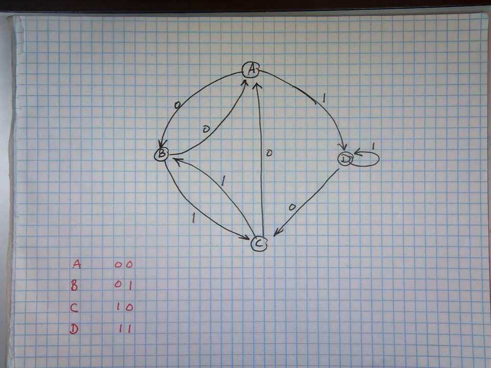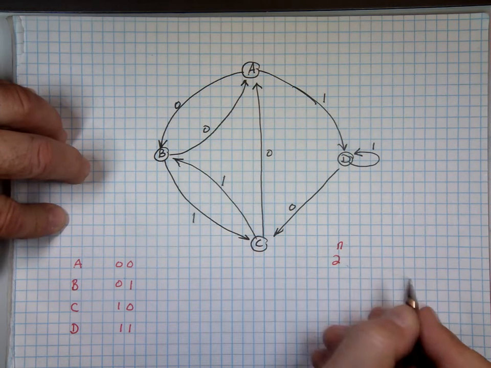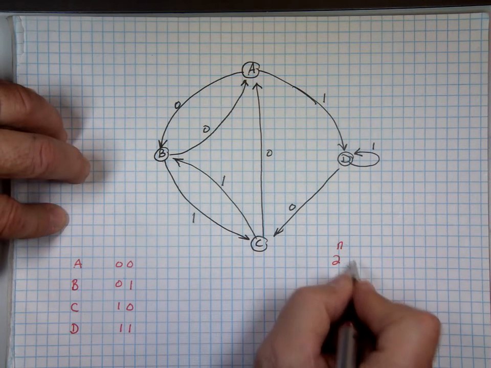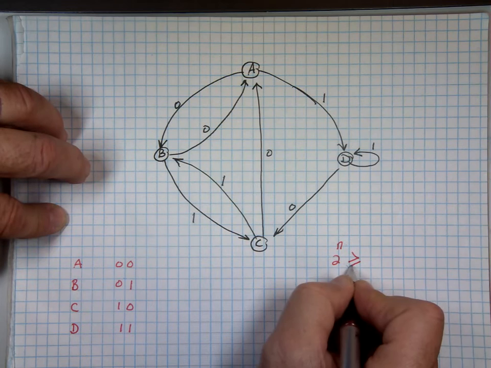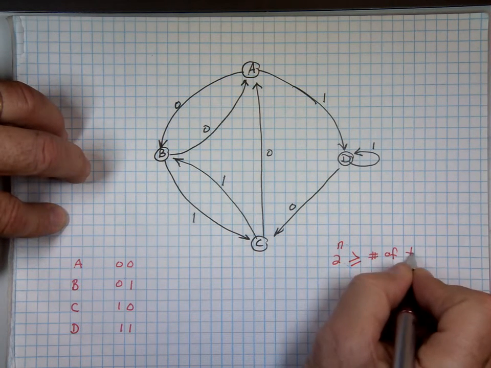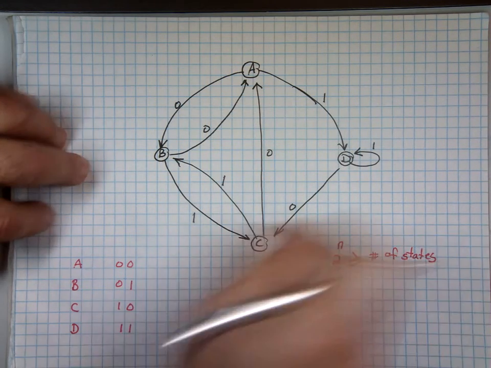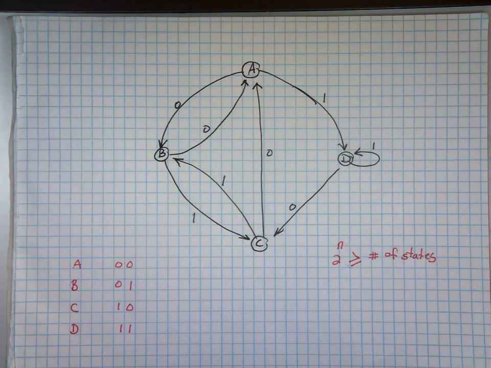I had to use 2 digits. Why? Because 2 to the power of n, you want that number to be greater than or equal to the number of states. Since I have 4 states, I have to use 2 flip-flops. So I'm going to design that.